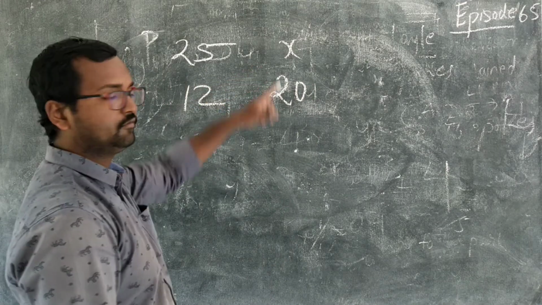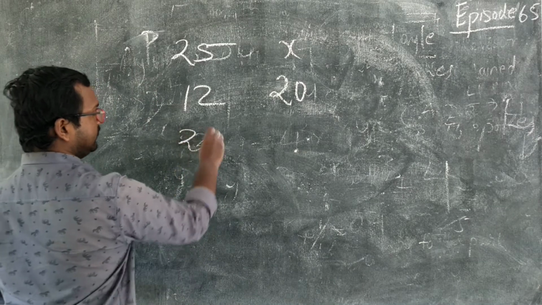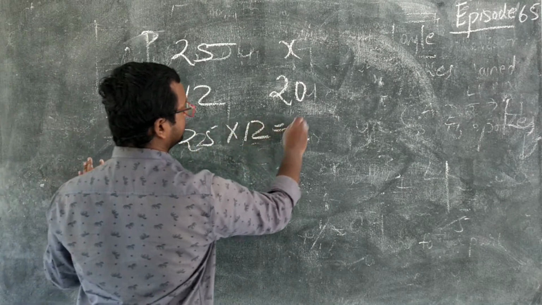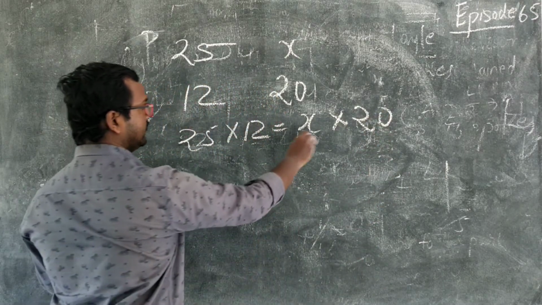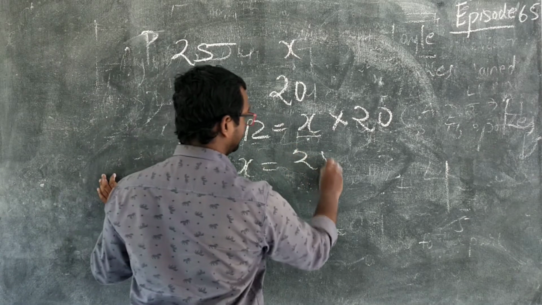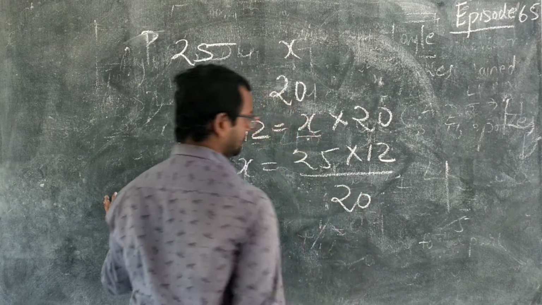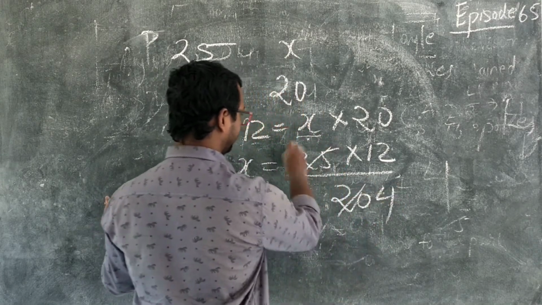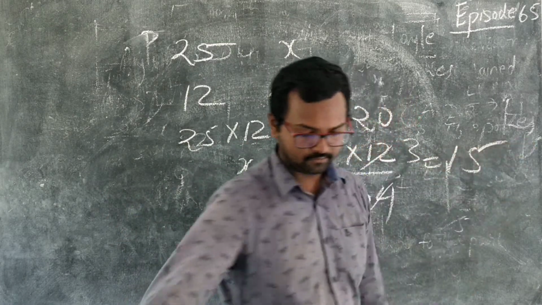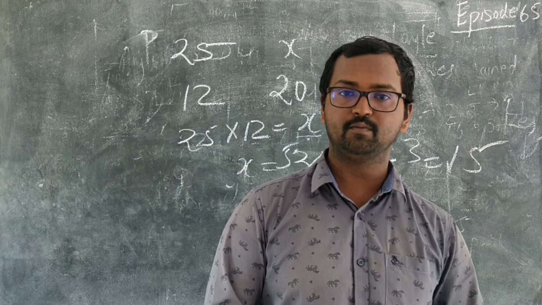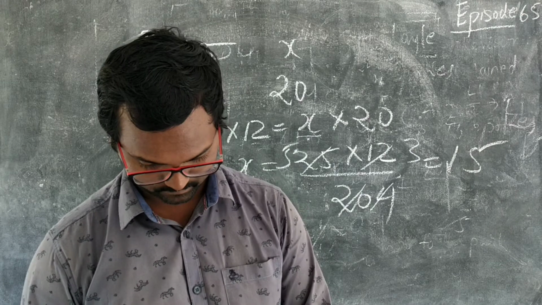So here we want to find the number of boxes required to fill 20 bottles. So here x1, y1, x2, y2. Now we want to find the value of x. So x is equal to 25 into 12, and this 20 will come in the denominator. 5 4s are 20, 5 5s are 25, 4 3s are 12, so the answer is 15. So we require only 15 boxes when we fill each box with 20 bottles.